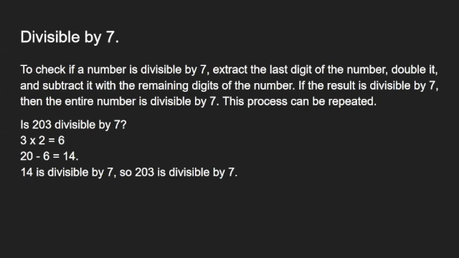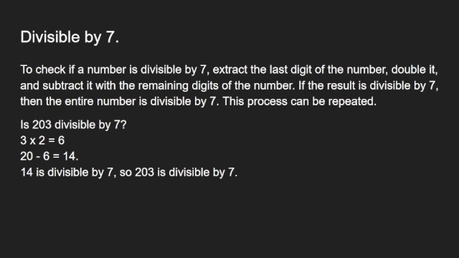Divisible by 7. To check if a number is divisible by 7, extract the last digit of the number, double it, and subtract it from the remaining digits of the number. If the result is divisible by 7, then the entire number is divisible by 7. You can do this process several times if the number is too large.